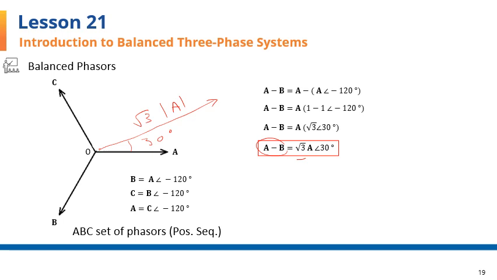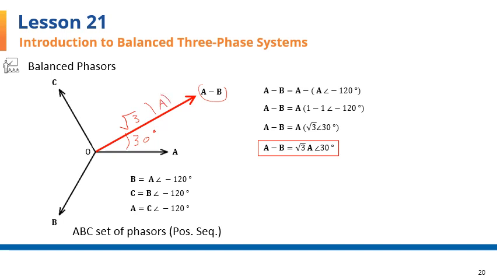I have a better diagram for it on the next page. Here it is. A minus B, 30 degrees, leads phasor A by 30 degrees, and has a magnitude that's square root of 3 times magnitude of A.